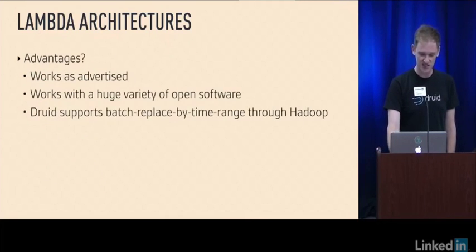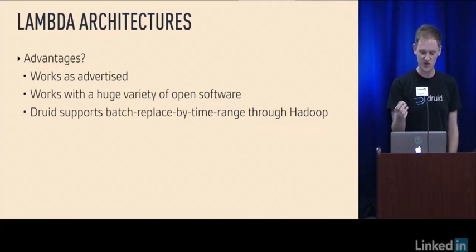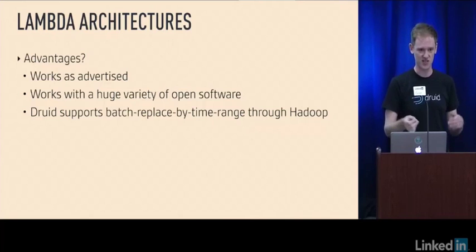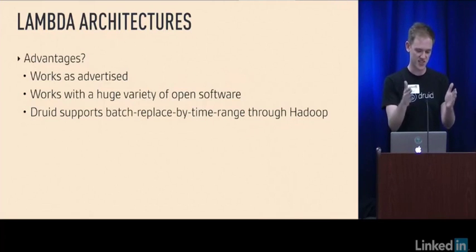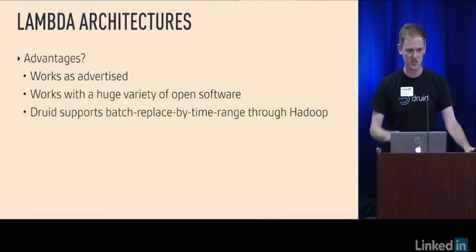Advantages of a Lambda architecture, of this hybrid batch real-time thing: it works as advertised. I mean, it does what it says it does. It works with a huge variety of open software. I think that's one of the reasons why this architecture is so popular. Also, specifically to Druid, Druid has a Hadoop indexer that can do a batch replace by time interval, which is a really nice primitive for doing a Lambda architecture. You can take a time window and say, okay, this time window, I have data in Hadoop that I want to replace my real-time data with. And Druid can do that.